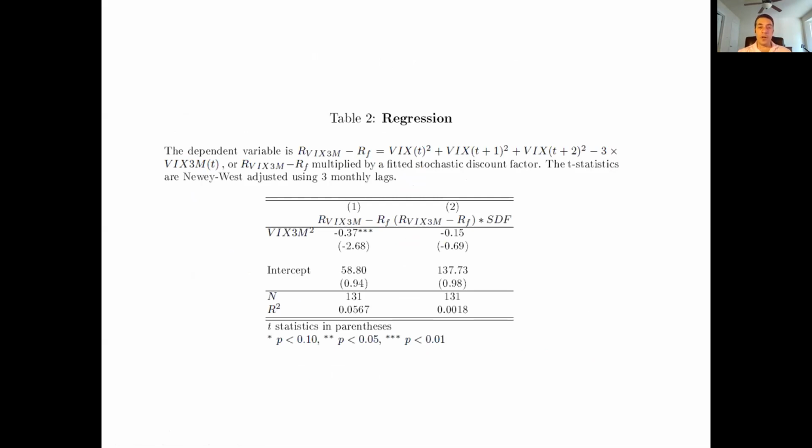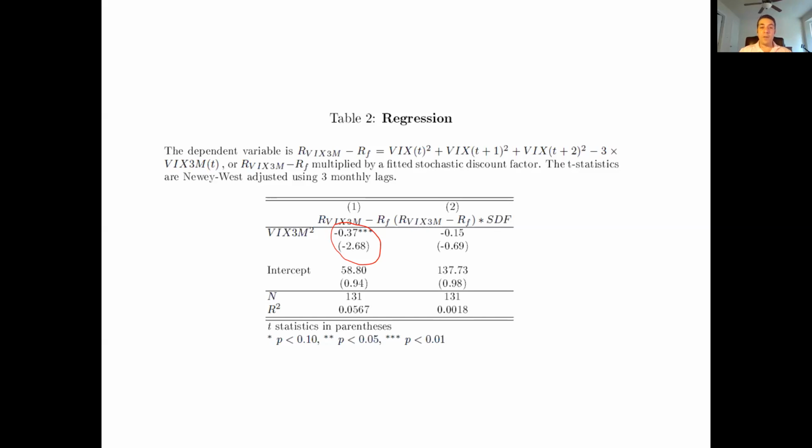So the first set of predictions is just the expectations hypothesis for conditional risk premia. When you run the expectations hypothesis, you get a statistically significant overreaction. That is, when VIX is high, returns to volatility are low. When VIX is low, returns to volatility are high.